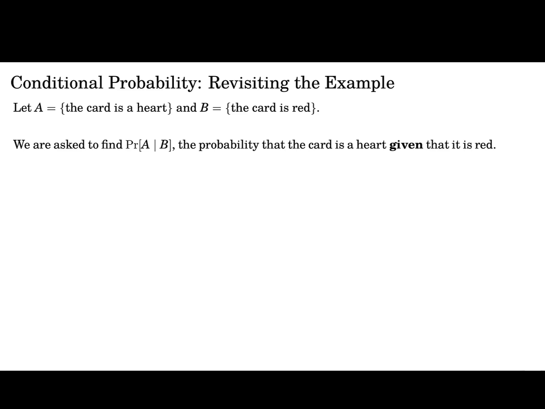So if we revisit our example and let A be the event the card is a heart, and B be the event the card is red, we are interested in computing the probability of A given B. And so what is the probability of A? It's the probability that a card is a heart, which is going to be 13 out of the 52 cards. What is the probability of event B, that is the card is red? Well, 26 of the cards are red out of a total of 52.